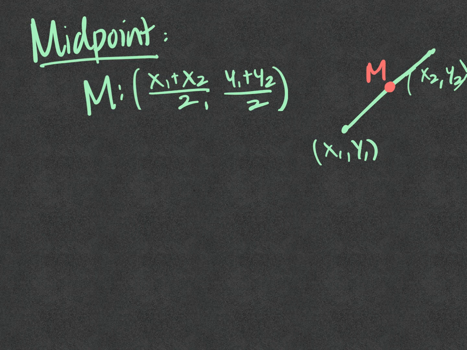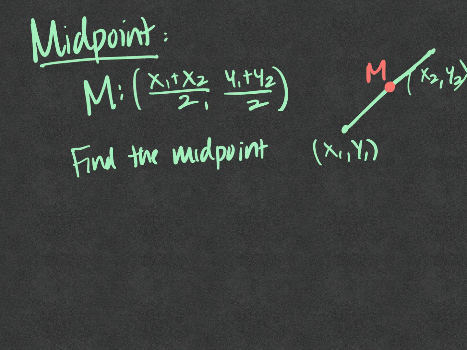Also, it's the average. That's what the first plus the second divided by 2 is. There are 2 pieces of data, so your midpoint is the average of the 2 pieces of data. The directions will say find the midpoint between 2 points. So let's do one. It says find the midpoint between, and you'll always be given 2 points logically.